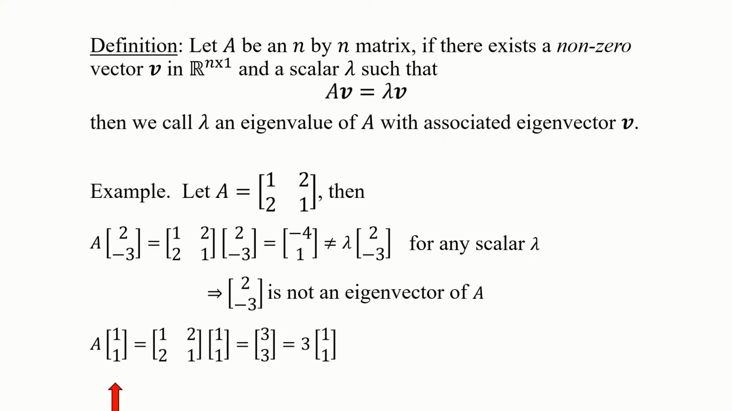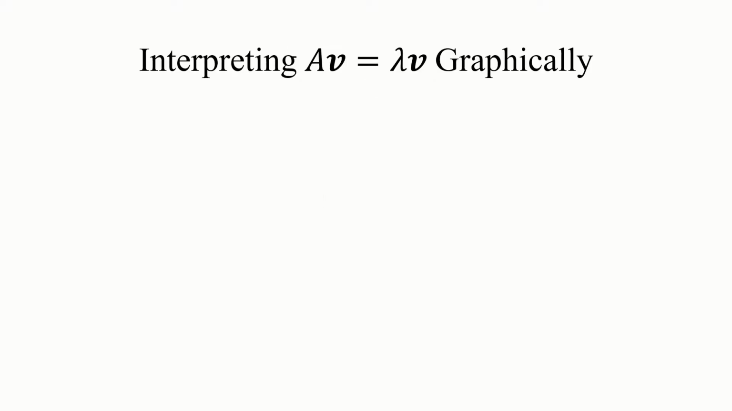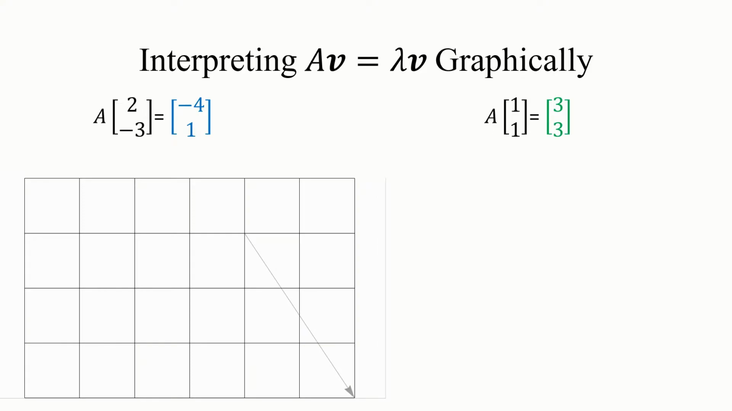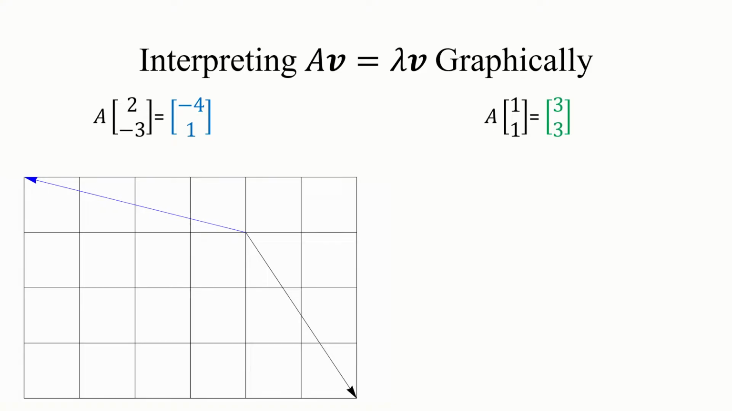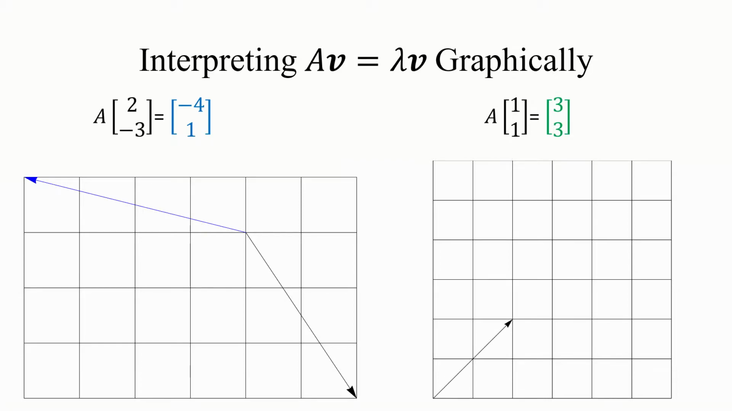Now if we consider the product A times the vector 1, 1, then we get 3, 3, which is 3 times the original vector 1, 1. So 1, 1 is an eigenvector of A. We can also view these results graphically. So if we plot the vector 2, negative 3, then multiplication by A on the left not only stretches this vector, but it rotates it to give us the vector negative 4, 1. While the vector 1, 1, if we multiply A by that on the left, then we get the vector 3, 3. So you notice multiplication by A only stretches the vector 1, 1. It doesn't rotate it at all, right?